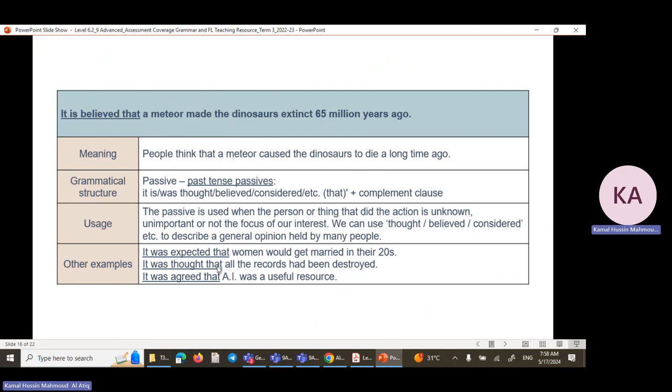Here, as you can see, that women would get, because I have was, would get married. Was thought had been destroyed. Was agreed that. In this sentence, I use simple past because I'm talking about dinosaurs. We have 65 million years ago, dinosaurs. Therefore, I used past. Anyway, you have to use past tense in the second part of all of these sentences.